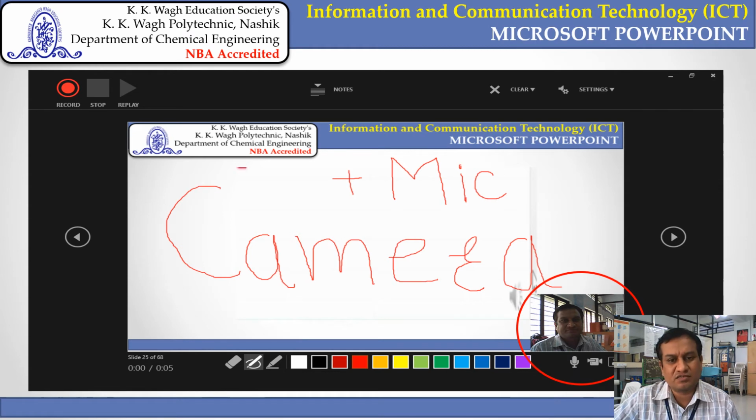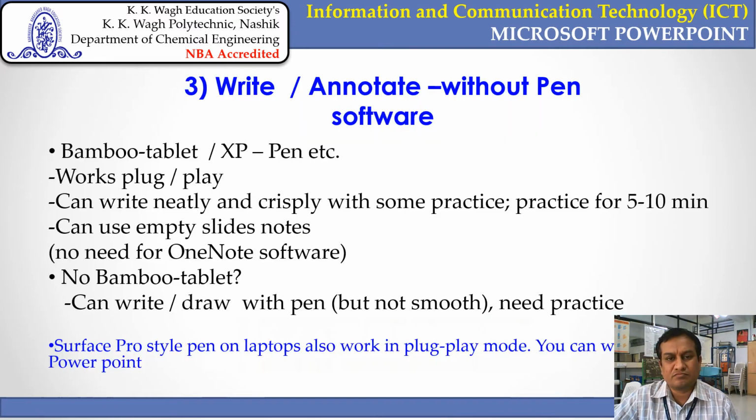So this is the simple example of mic plus camera option. Now you can write or annotate without pen software. You can also use the pen software. Some bamboo tablets are available in the market. Nowadays I have used this XP pen, and you can also use the other options.